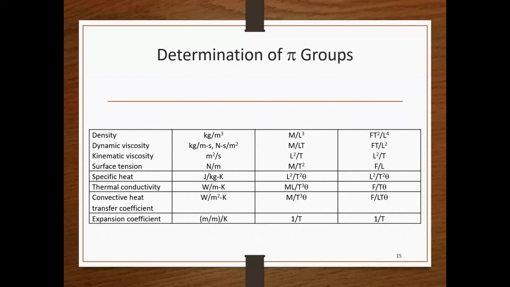Thermal conductivity, watts per meter Kelvin, is ML over T cubed theta, or F over T theta. Convective heat transfer coefficient, watts per meter squared Kelvin, is M over T cubed theta, or F over LT theta. LT theta is all in the denominator. Expansion coefficient, meter per meter per Kelvin, is 1 over theta in both.